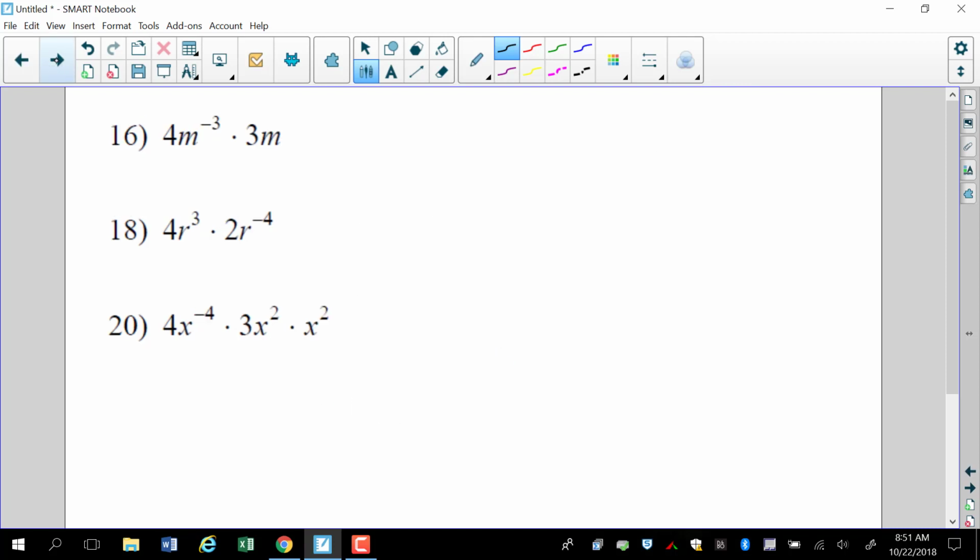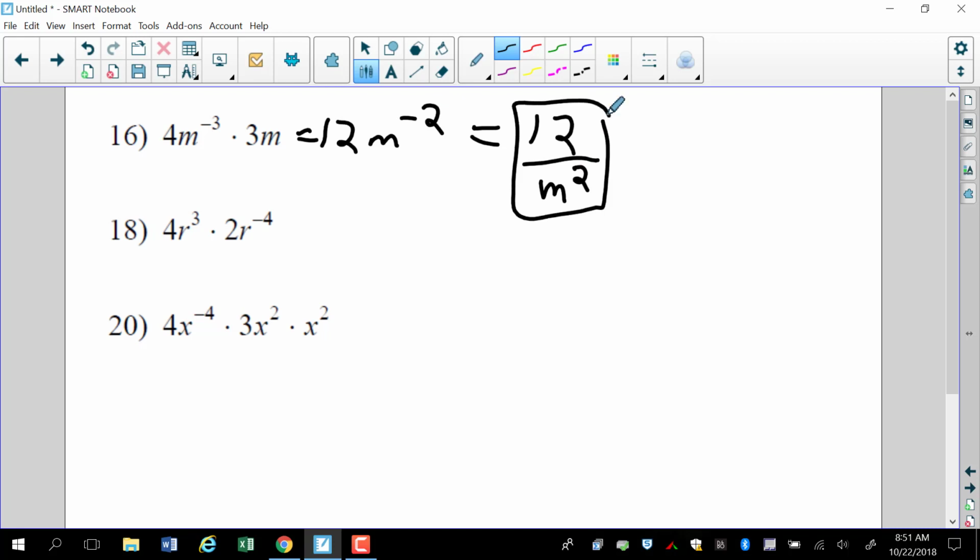So now here we just introduce some negative exponents, but nothing crazy. So again, 4 times 3 is 12. M to the negative 3 and m to the 1 is m to the negative 2. Now you don't leave it this way because we're not really supposed to have negative powers in the exponent. So if you remember the rule, we take this and move it down to the bottom. So we leave the 12 up top because it's separate from the exponent and put the power on the bottom.